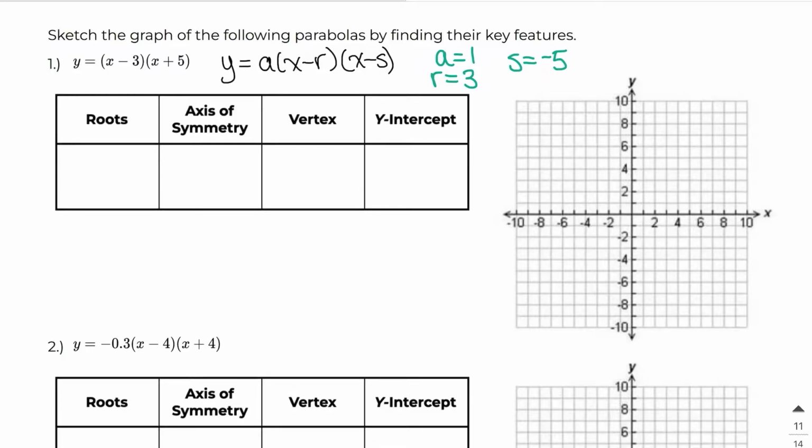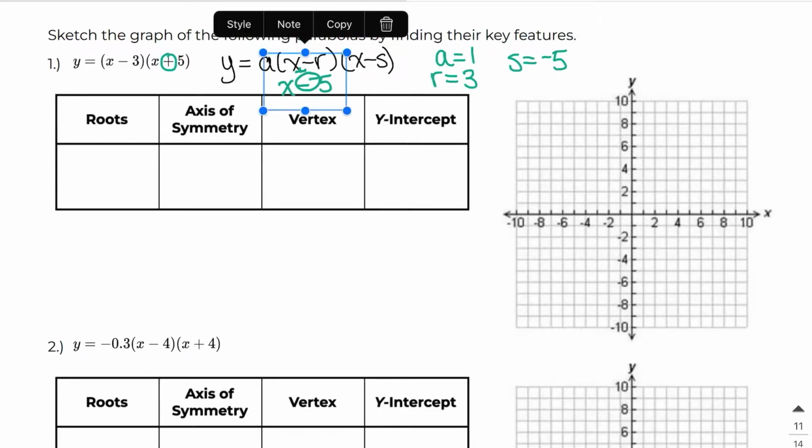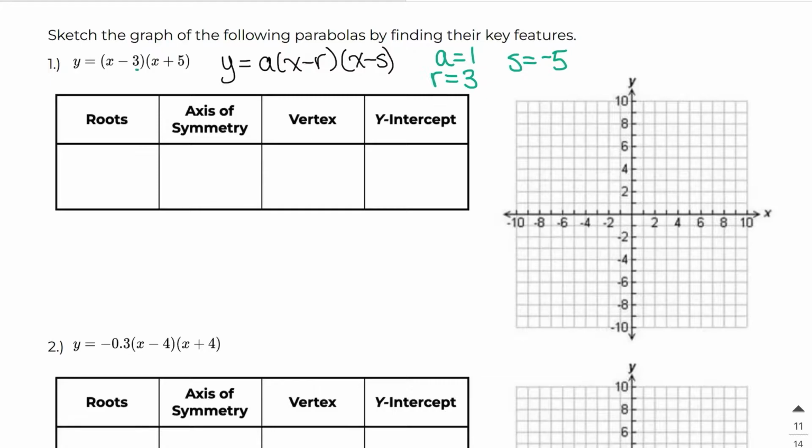Because remember, right here, to get this to be a minus 3, it has to be a positive 3 because of this minus sign right here. But to make this a positive 5 right here, we have to do x minus negative 5. This turns into a plus sign, which means that s is negative 5. So just a reminder that r and s are always the opposite sign of whatever you see here, just like h in vertex form is always the opposite sign.